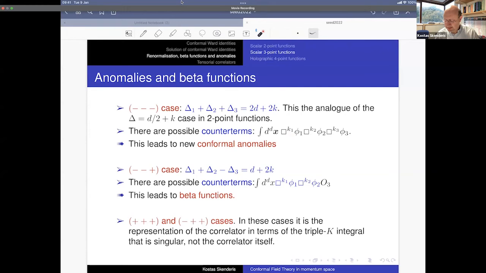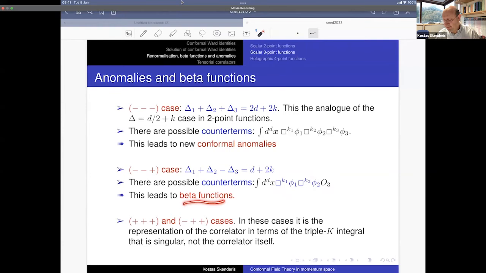The other important case is when two of the signs are negative and one is positive. In that case, the counterterm that we need is of the type indicated over here. This means that the source of that operator is renormalized. And every time you have a renormalization of a source, this means the theory has a beta function. That's why I call this beta functions.